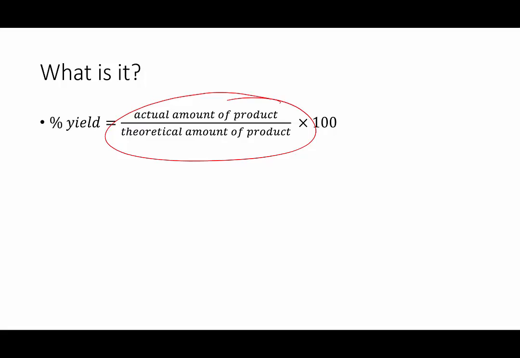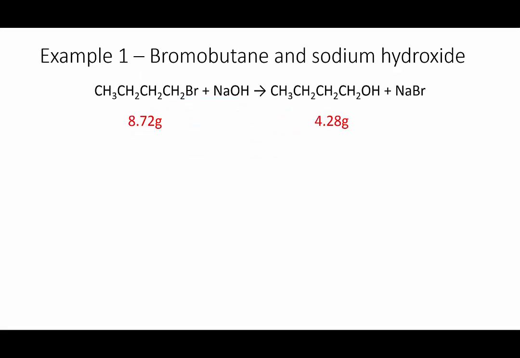So let's get cracking. Let's start with an example with bromobutane and sodium hydroxide. You should recognize this as a substitution reaction because this bromine is being substituted by an OH, a hydroxide. And indeed it's nucleophilic because OH minus is the nucleophile. Hydroxide ions with a lone pair are, or rather is, the nucleophile in this situation.